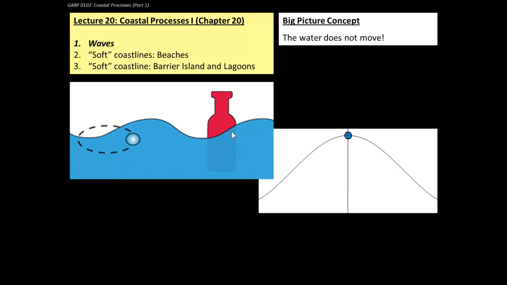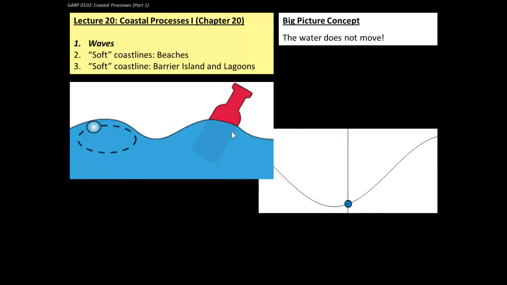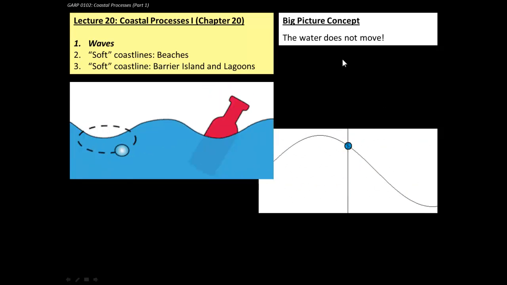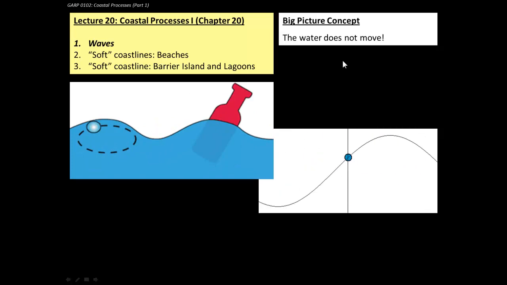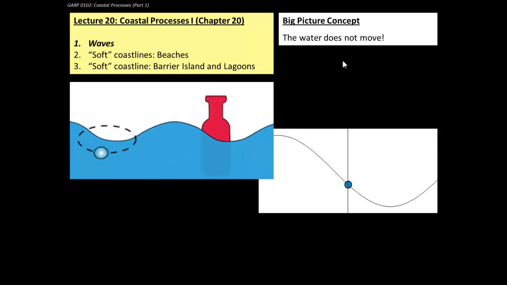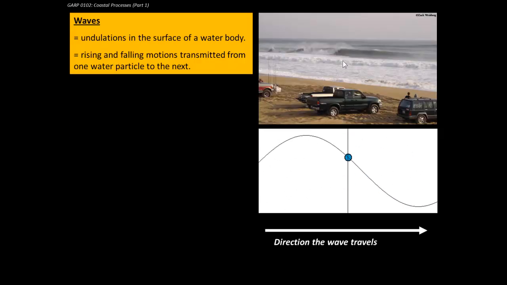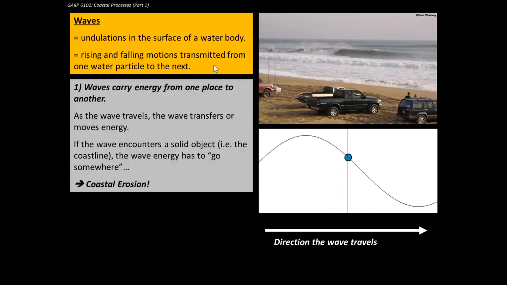So, waves. Alright, the big picture about waves is the water does not move. That's a little bit counterintuitive, so let me explain that to you. First of all, we need a definition. If you will, waves are rising and falling motions transmitted from one water molecule to the next one, right? We've all seen waves on rivers, waves on lakes, waves on oceans, right? So that's the definition. Now, waves carry energy, right?